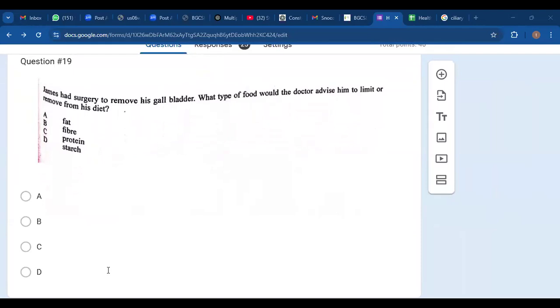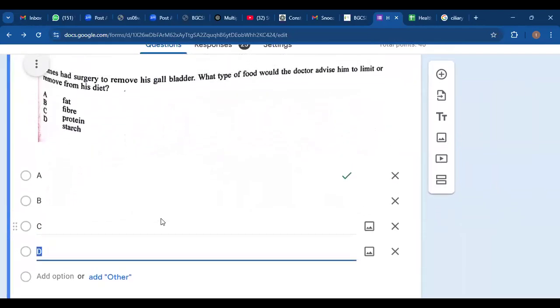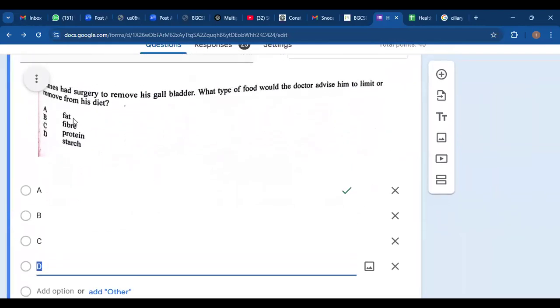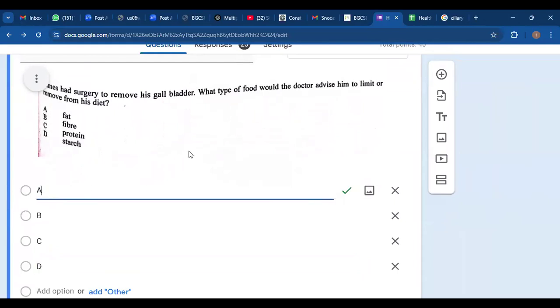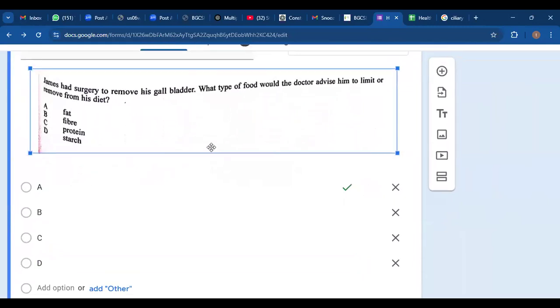The starch and sugar is bad. Gallbladder. The answer is A. Fat. Is it fat? Yeah, it's fat.